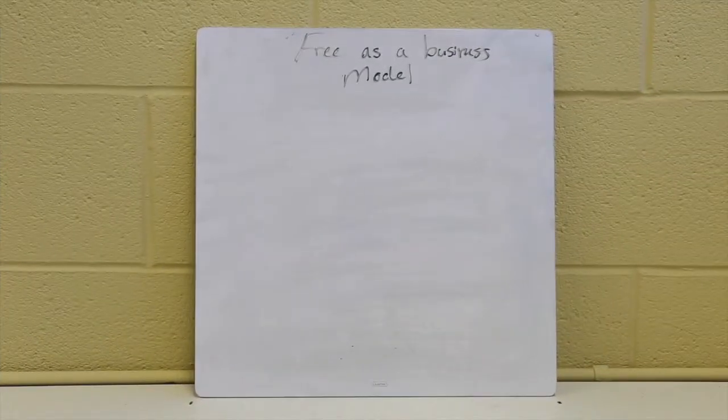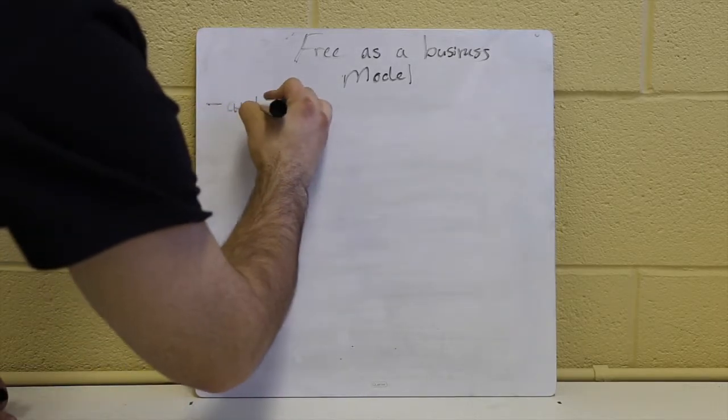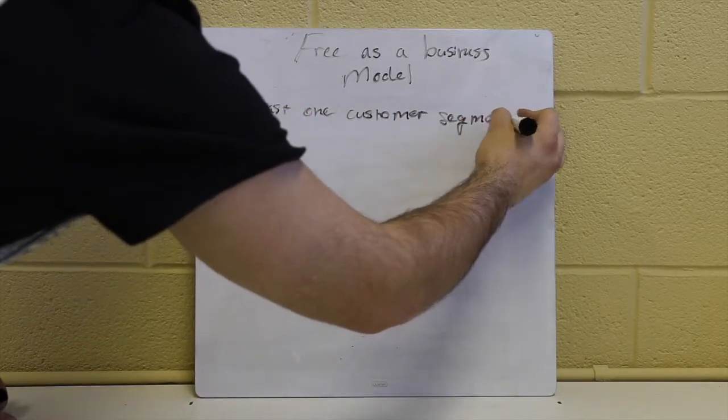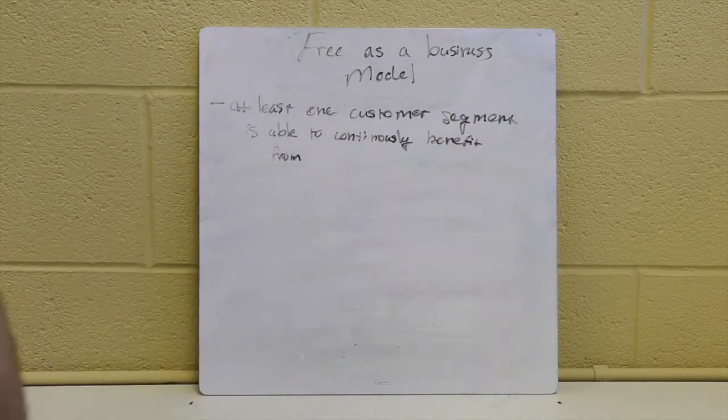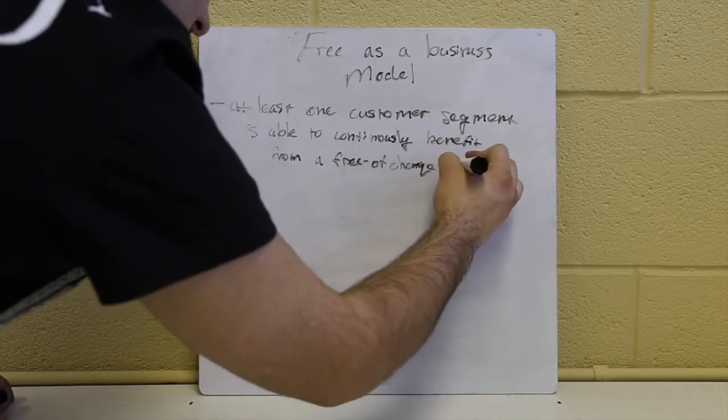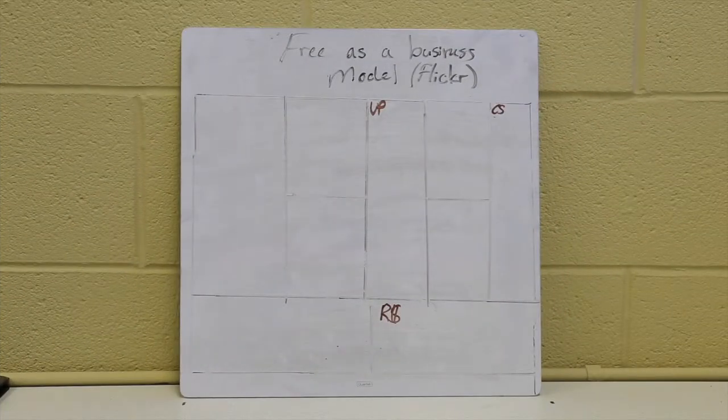The next pattern that we analyzed in the Business Model Generation book in class was free as a business model. The definition that we get from the textbook is that in a free as a business model, at least one customer segment is able to continuously benefit from a free-of-charge offer. The example that goes along with the definition is the example of Flickr.